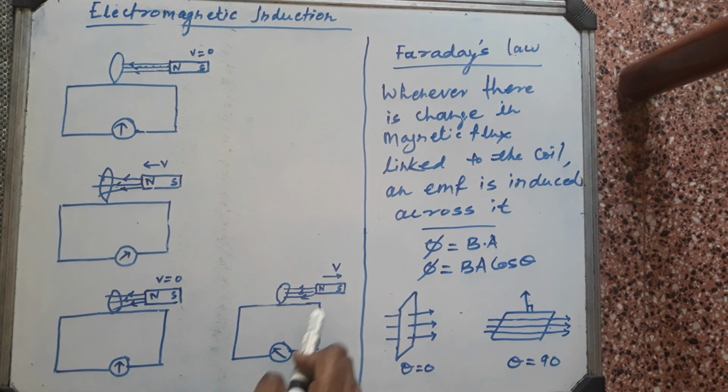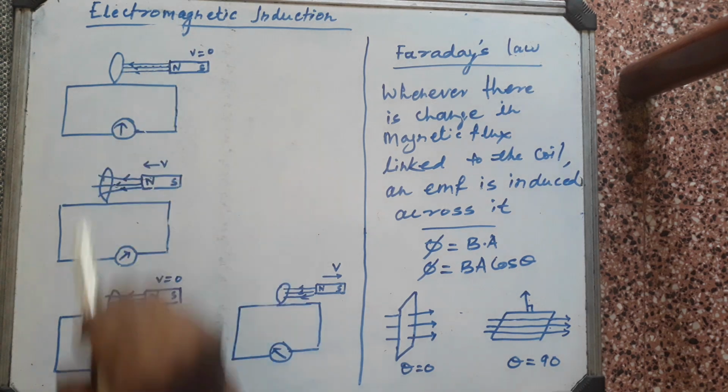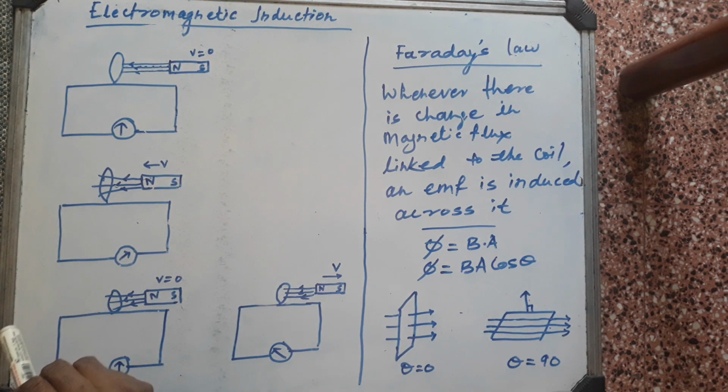This changing magnetic field, you can say, induces current in the circuit. This is known as electromagnetic induction. So now let us see Faraday's law.